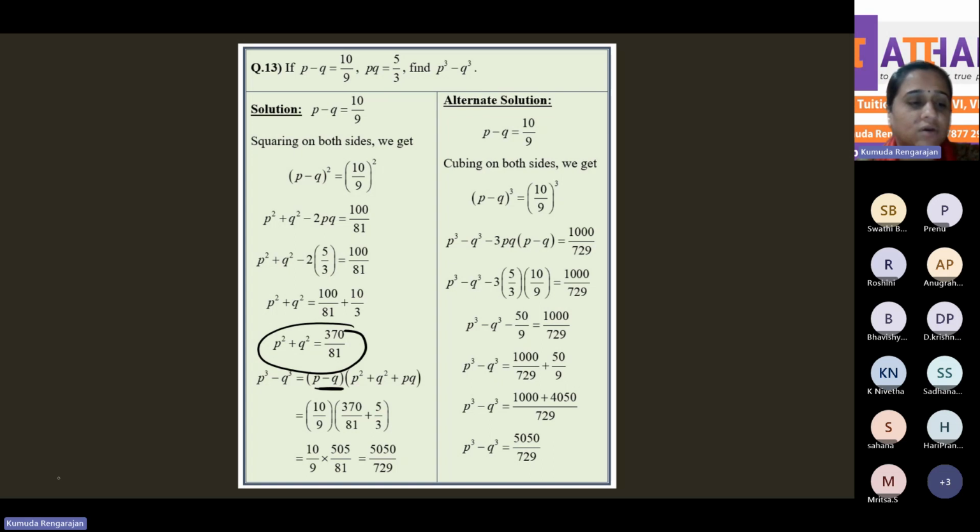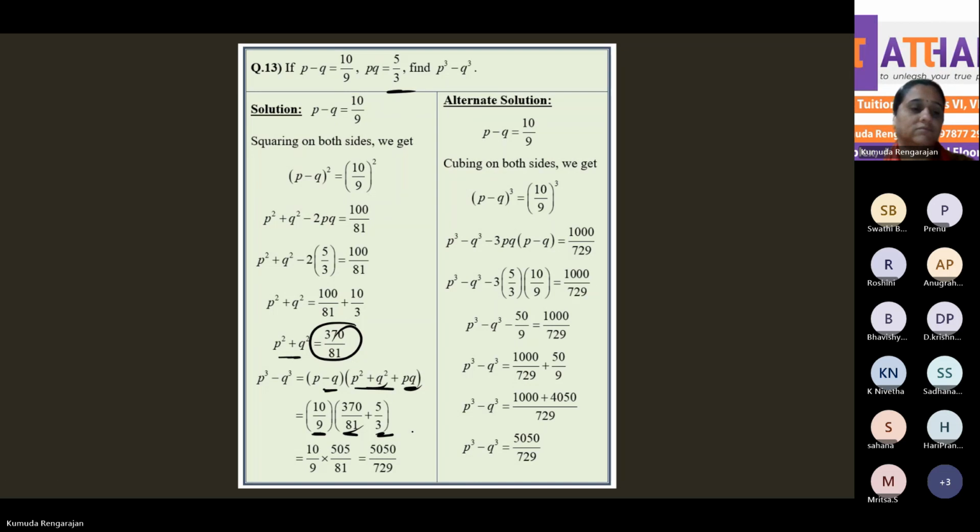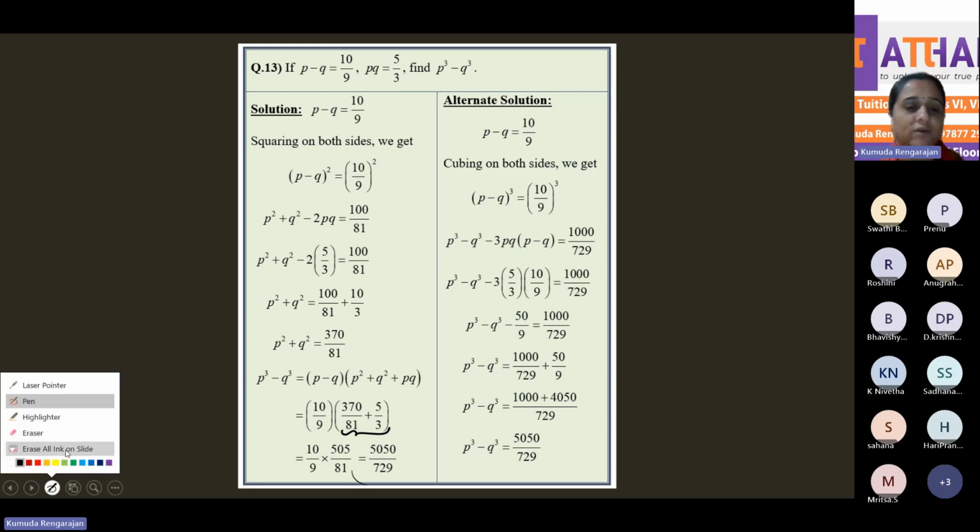Substitute p minus q. As I told you, if it is asked to find the value of p cubed minus q cubed using this identity, then we have to find the value of p square plus q square, which we just finished. Now write the identity, substitute the values. P minus q is 10 by 9. This one we just found, and this one is given in the question. Now here you need to take the LCM and simplify this into 10 by 9, which is 5050 by 729.